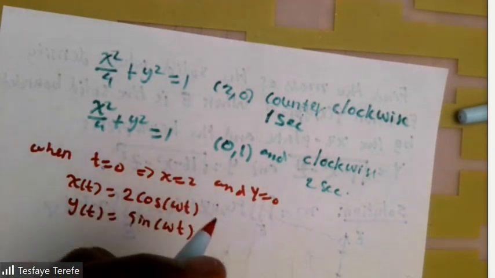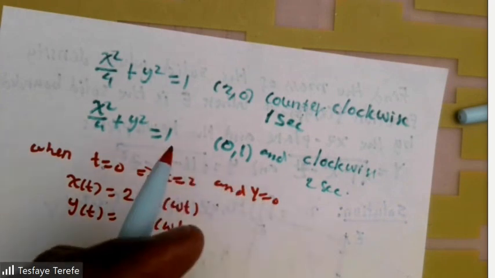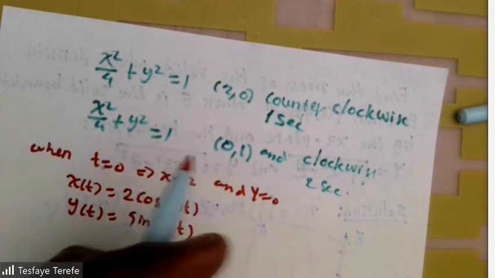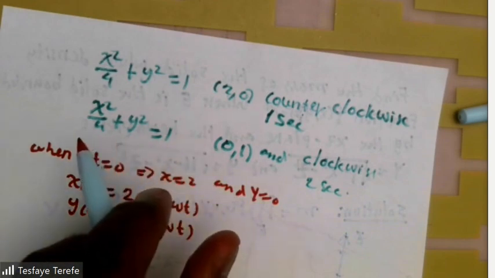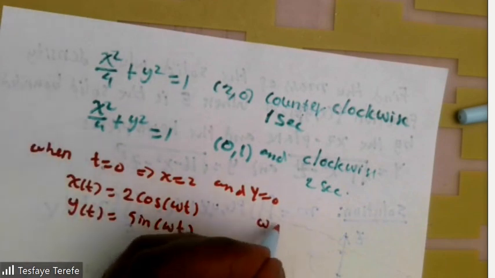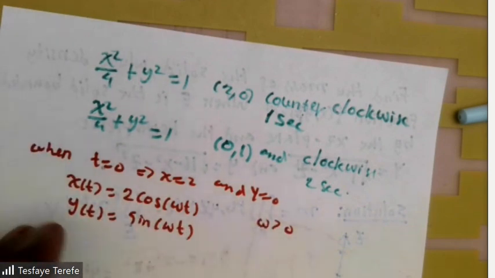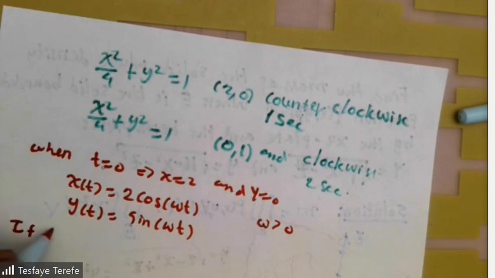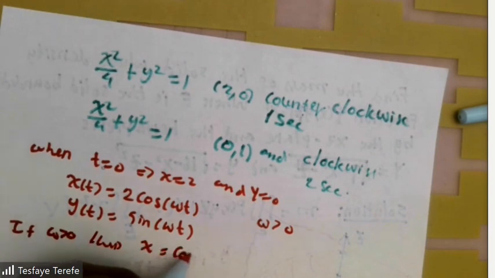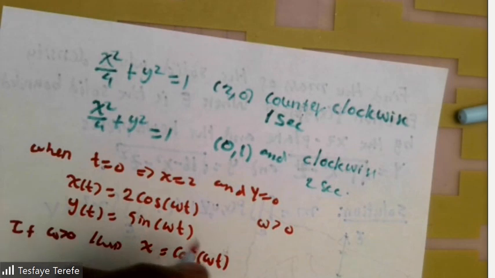So for the motion to be counterclockwise, as t increases from 0, the value of x must decrease and the y value must increase. This requires what? Omega has to be greater than 0. So if omega is greater than 0, then x equals cosine of omega t is decreasing when t is greater than 0, near 0, and y, sine, is increasing at t equals 0.